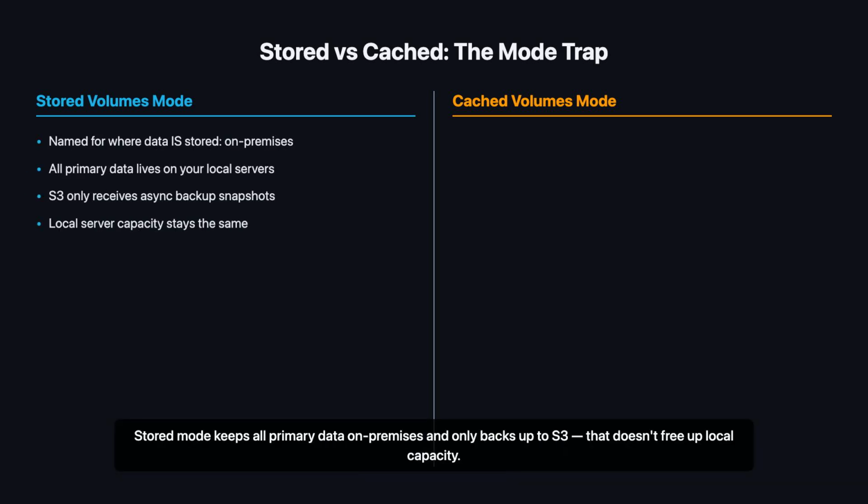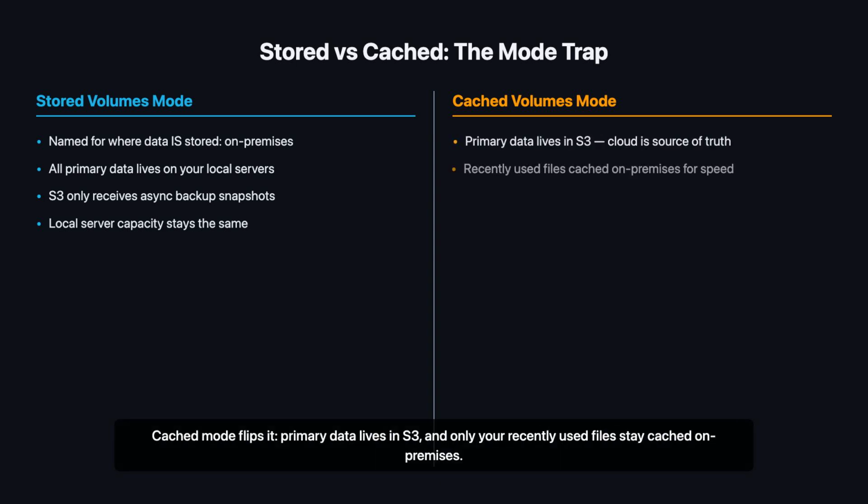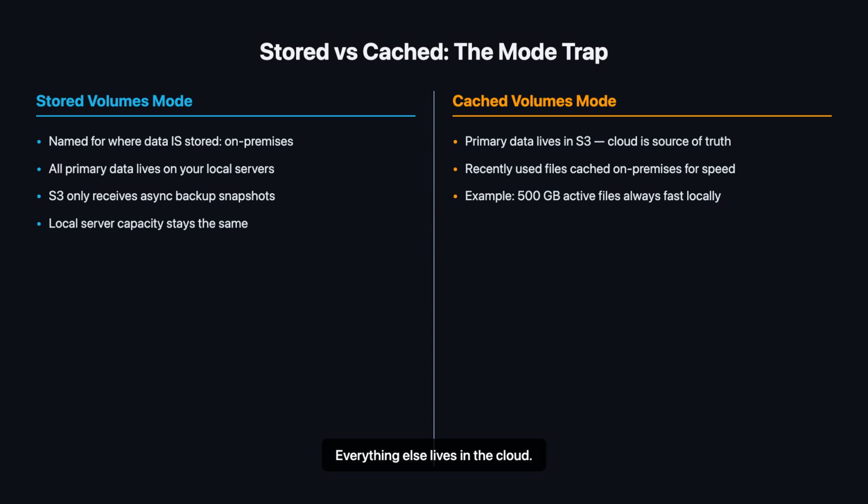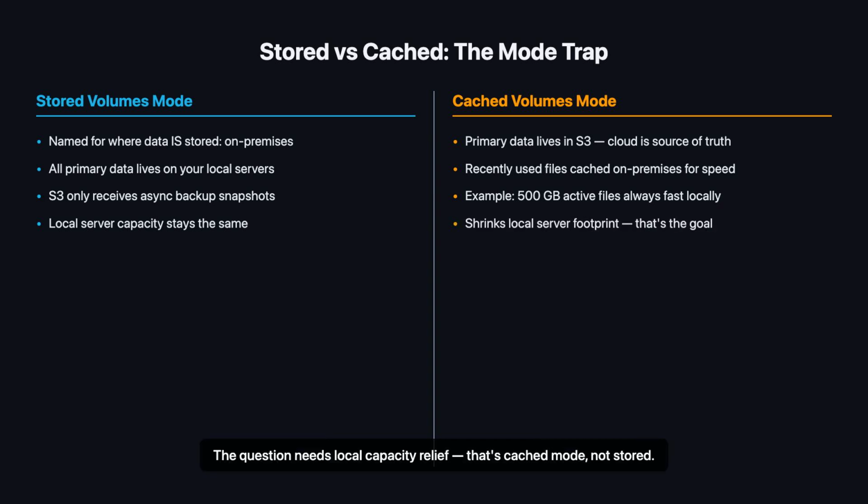Stored mode keeps all primary data on premises and only backs up to S3. That doesn't free up local capacity. Cached mode flips it. Primary data lives in S3, and only your recently used files stay cached on premises. Say your team accesses the same 500 GB of active project files every day. Those stay fast and local. Everything else lives in the cloud. The question needs local capacity relief. That's cached mode, not stored.